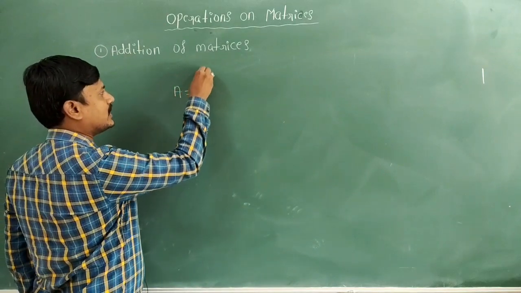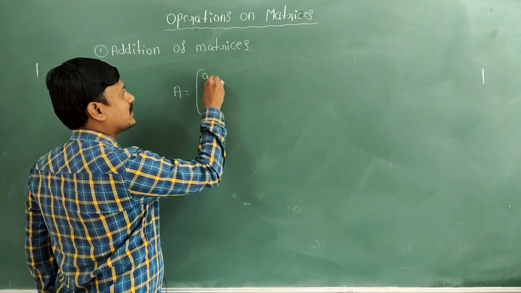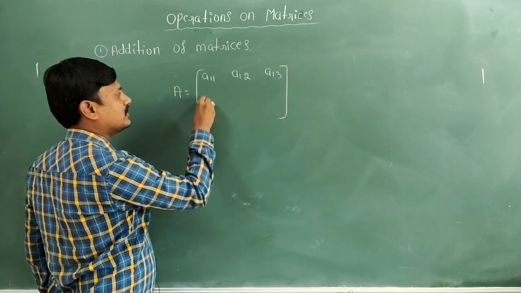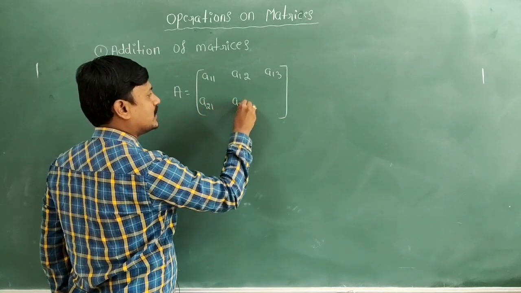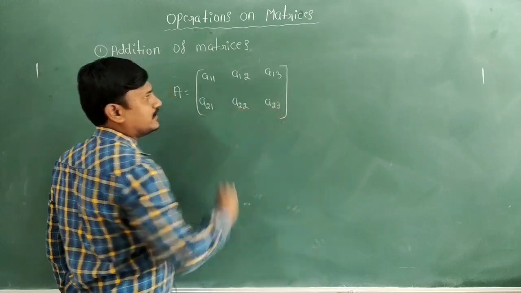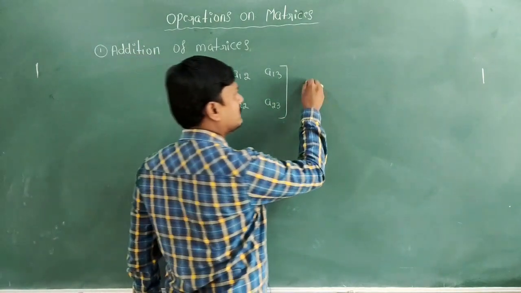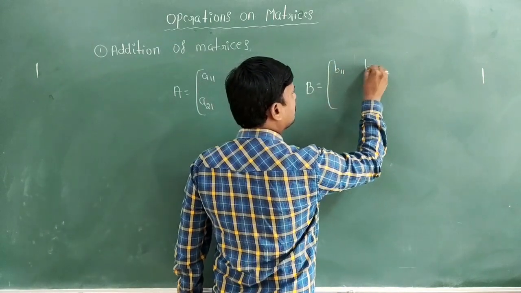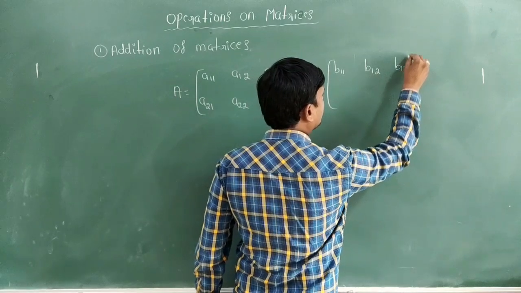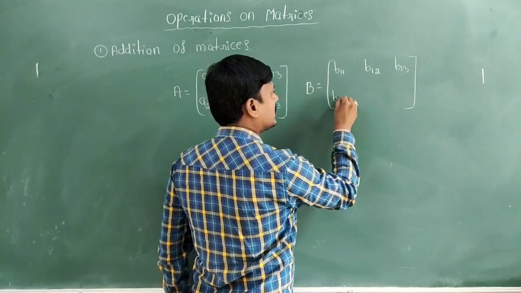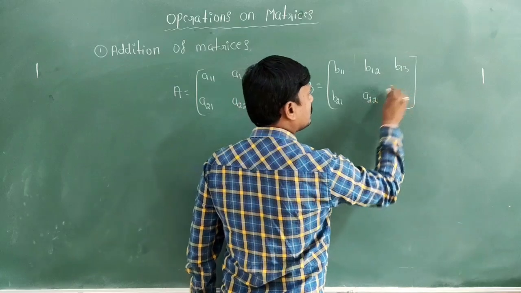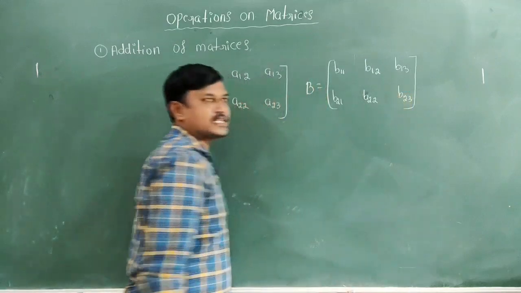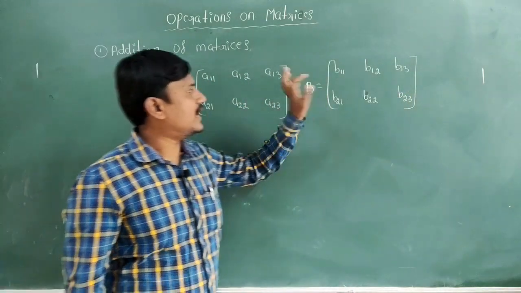Consider in general matrix A with entries A11, A12, A13, next A21, A22, A23. Consider another matrix B with entries B11, B12, B13, B21, B22, B23. These are the two matrices, matrix A and matrix B.